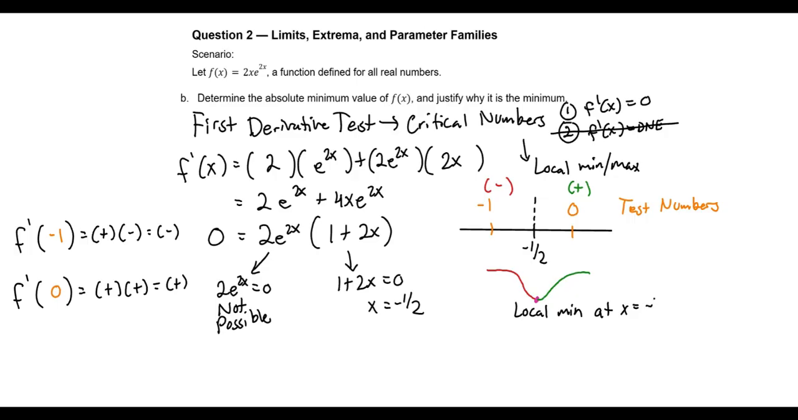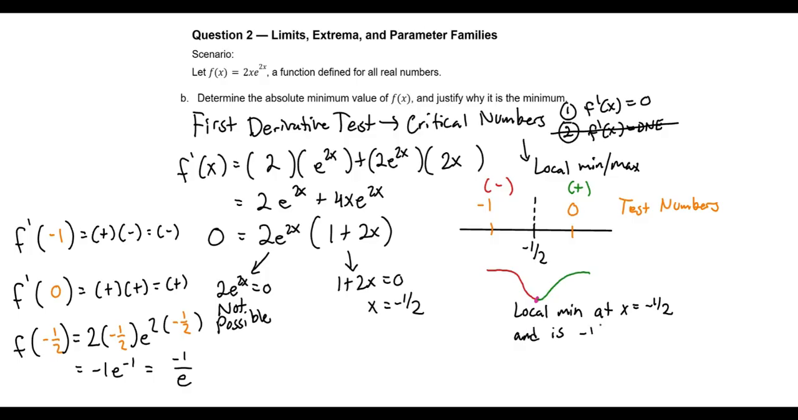But what is the actual local minimum? Well, in order to figure that out, we have to take this and plug it back into the original function from the beginning. So let's do that. I'll do that over here. Now let's see here. We are plugging -1/2 in. We're going to plug that in for x. Let's see what happens here. Now you can see that we have this 2 times -1/2 showing up twice. In each case, we're going to get -1. And if we simplify this a little bit, we get -1 over e. So the local minimum occurs at x equals -1/2, and the local minimum is -1 over e.